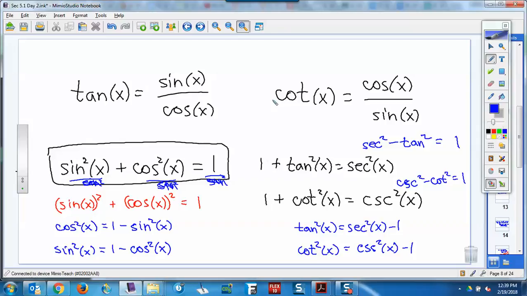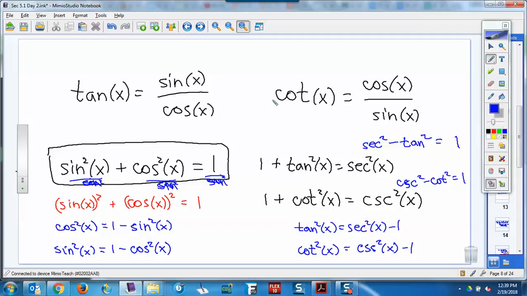Tangent squared minus secant squared would be -1. If I subtract the secant squared to this side, tangent squared minus secant squared, I have to move the 1 over here, that'd be -1. Or just flip this, factor out a negative, it'd be the opposite, -1.